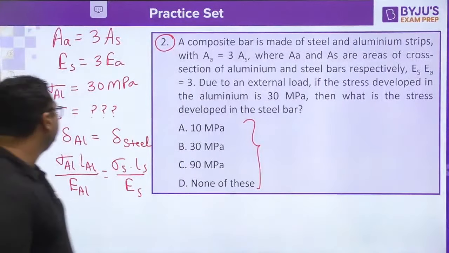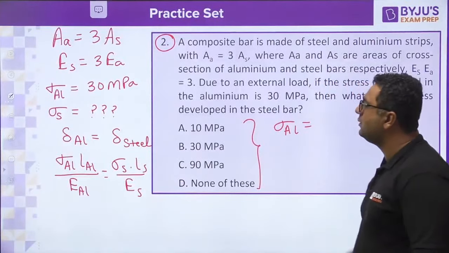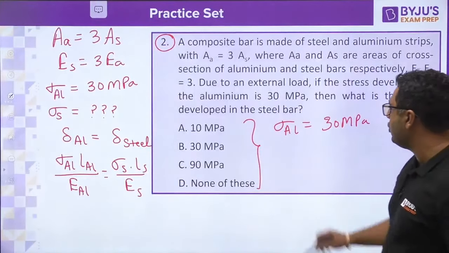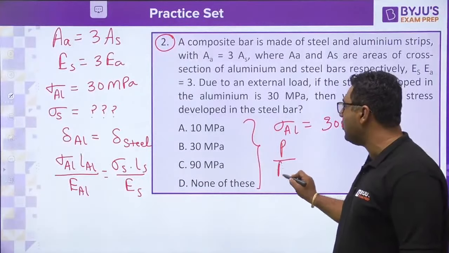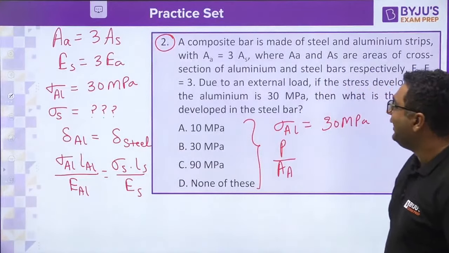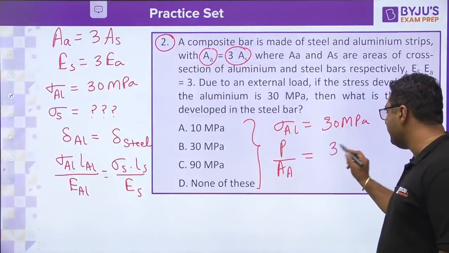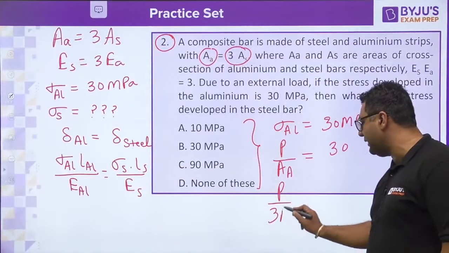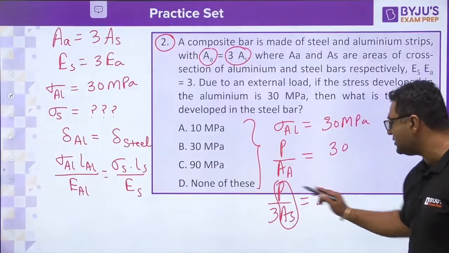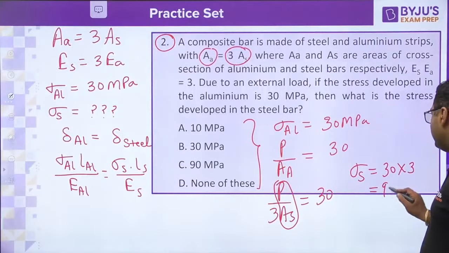You can see one thing is mentioned: sigma aluminium is going to be 30 MPa. And when it is 30 MPa, sigma aluminium is P divided by area of aluminium. Area of aluminium is mentioned as 3 times the area of steel. So you can write it is 30 MPa and P is equal to 3 times the area of steel is equal to 30 MPa. So P by A_S is the stress in steel bar. So stress in steel bar is 30 cross 3. It is going to be 90 MPa.